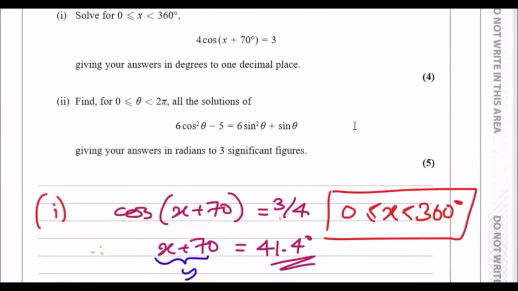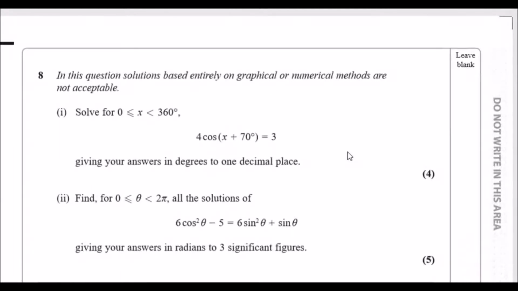Okay, now let's look at part 2. So find for theta between 0 and 2 pi. So now we're working in radians. So again, shift your calculator into radian mode, because you're working in pi forms. All the solutions of the given trig equation.